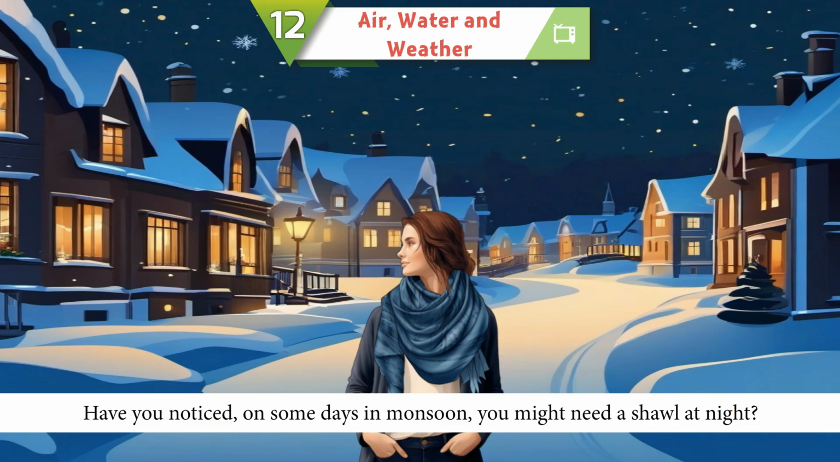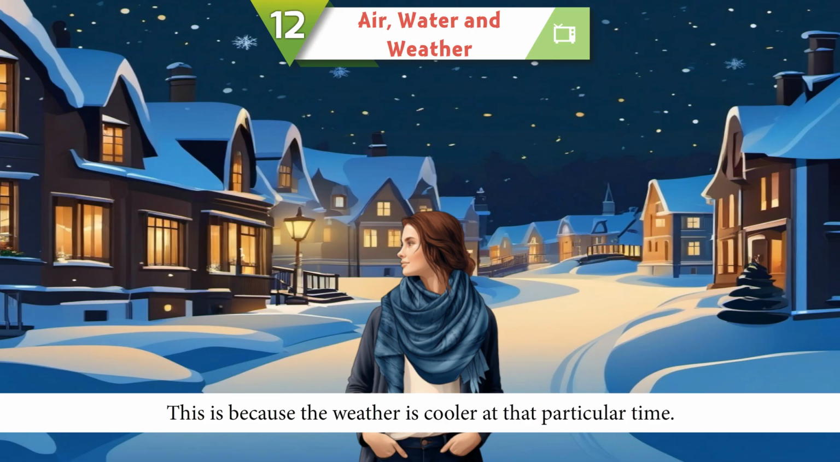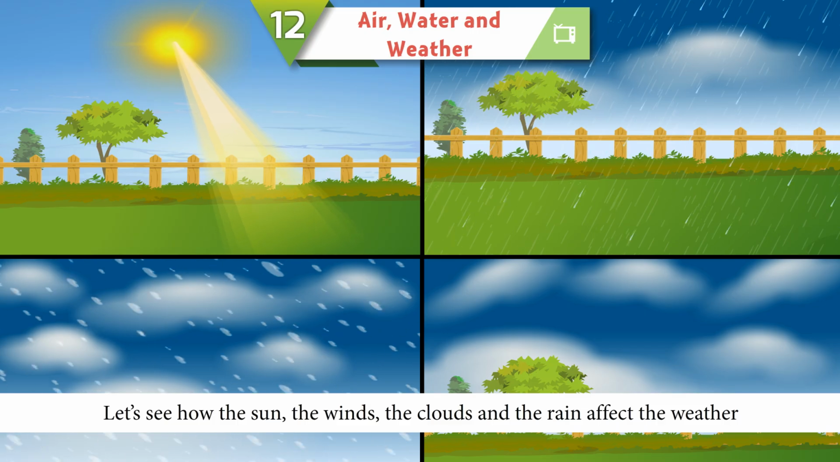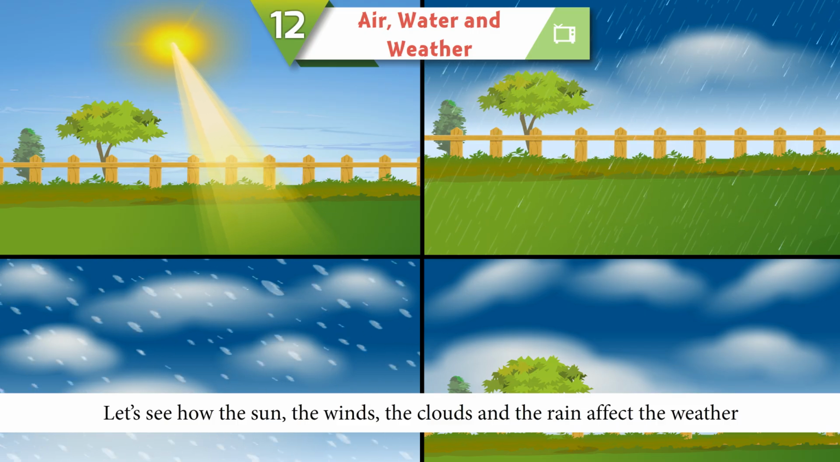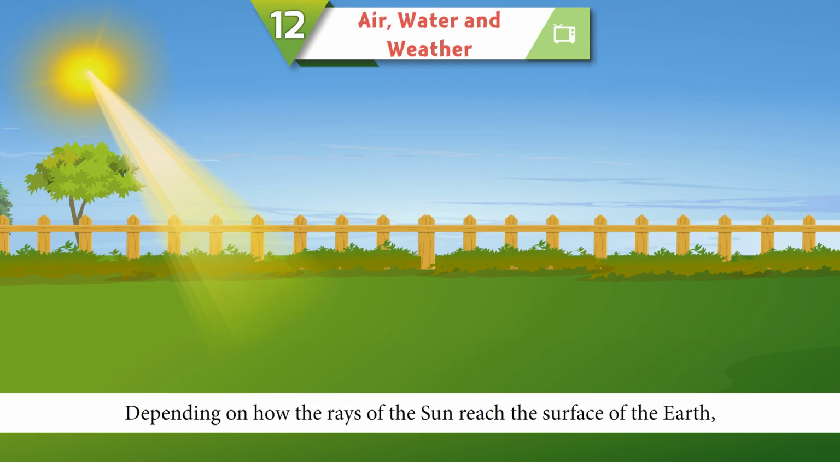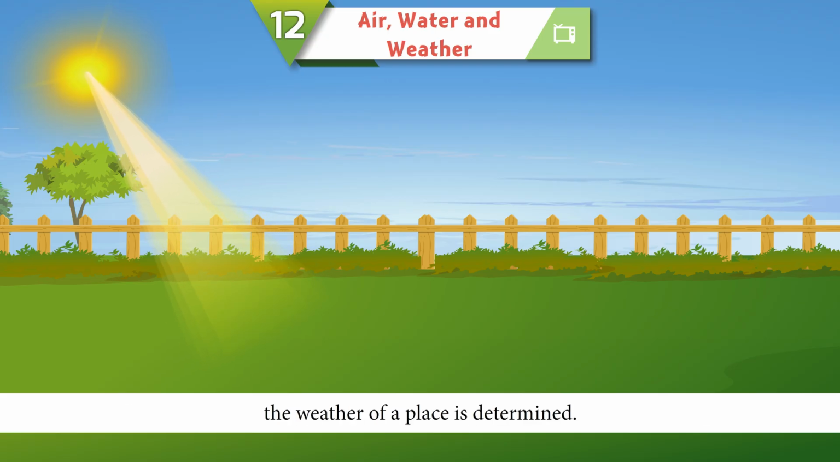Weather. Have you noticed on some days in monsoon you might need a shawl at night? This is because the weather is cooler at the particular time. Weather of a place might vary from day to day. What affects the weather? Let's see how the sun, the winds, the clouds, and the rain affect the weather of a place. The sun. Depending on how the rays of the sun reach the surface of the earth, the weather of a place is determined.